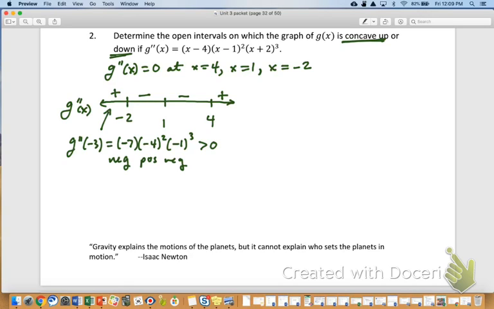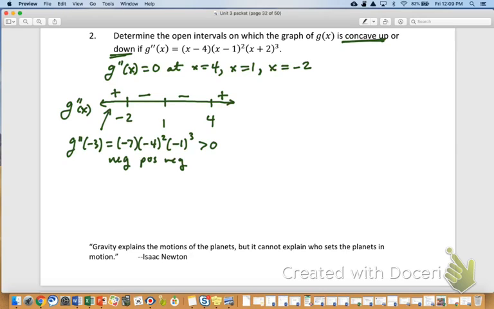Interestingly enough, the two sign charts here look the same, but they have very different meanings. The other sign chart we did a few minutes ago had to do with F prime or H prime or whatever it was, and this is G double prime. So they have a very different meaning, even though the graphic looks the same, or very similar at least.